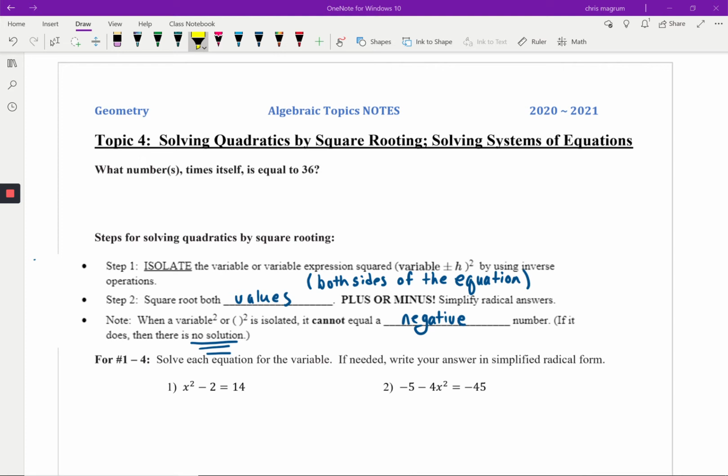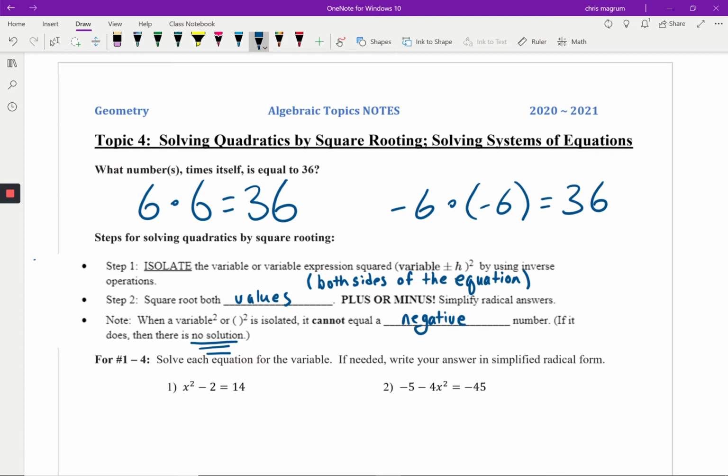So to get us started, what number or numbers times itself is equal to 36? First thing most of you come up with is that 6 times 6 equals 36. What some of you thought of that many others didn't think of right away is that you could also multiply negative 6 times negative 6 to equal our positive 36.